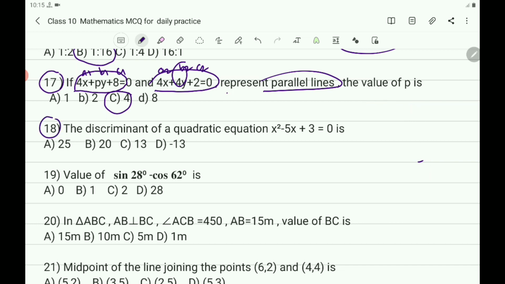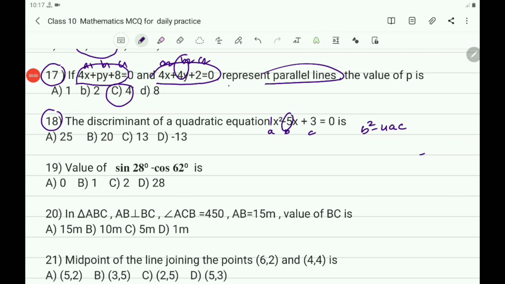The discriminant of the quadratic equation x square minus 5x plus 3 equals 0 is. So you take a as the coefficient of x square, b as the coefficient of x, and c. Here you got b is minus 5, a is 1 and c is 3. Now you write the discriminant formula, b square minus 4ac.